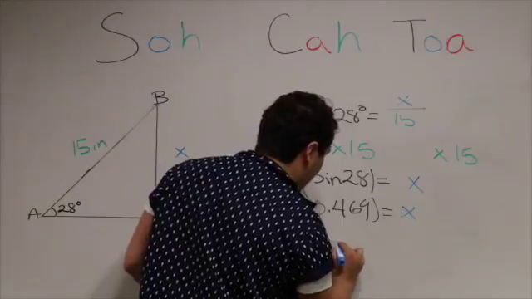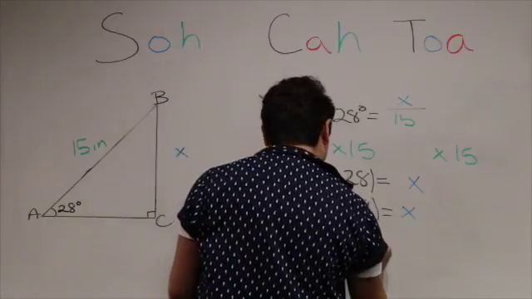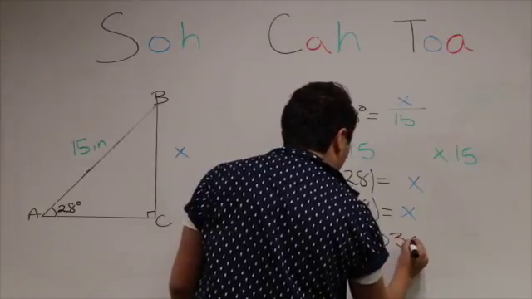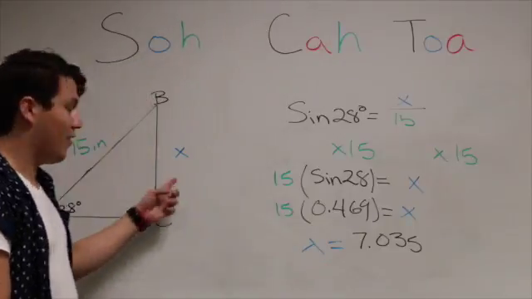Now let's finish this up. And we have x is equal to 7.035. And we have x, our opposite.